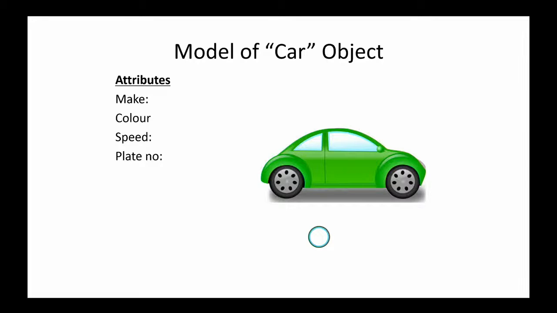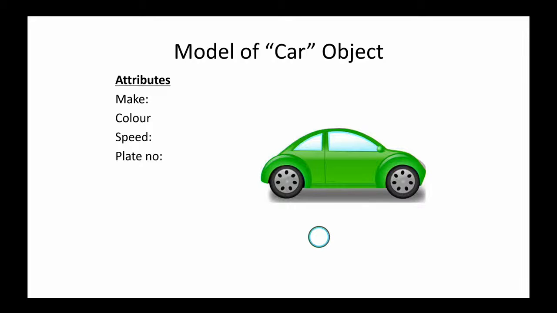Okay, it would have a make, like a Toyota or a BMW. It will have a color: red, green, blue. It will have a speed, that average speed that it does, and it will have a plate number. Now these are generic attributes, but when we do create the real car, each real car will be unique.